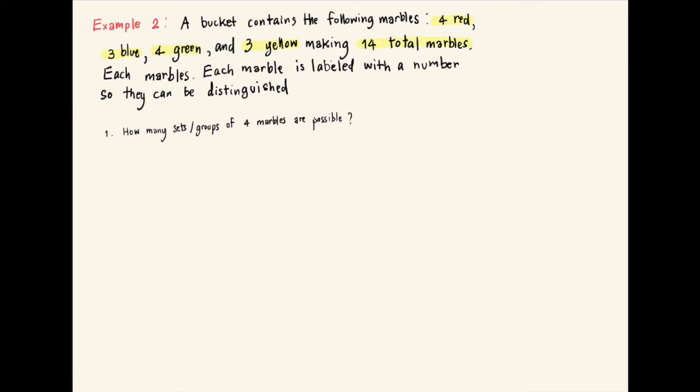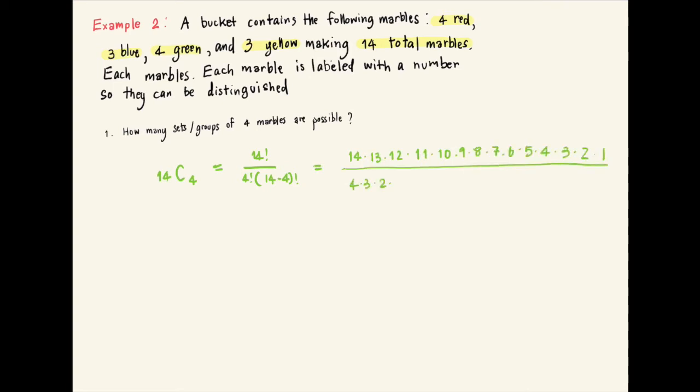So we know that the total amount of marbles is 14, and the question is asking for sets of 4 marbles. So we can just plug that into our formula. It's n factorial over r factorial times (n minus r) factorial. So we plug that in: 14 factorial over 4 factorial times (14 minus 4) factorial. Then we just eliminate the numbers that cancel each other, and then we get the answer 1001.